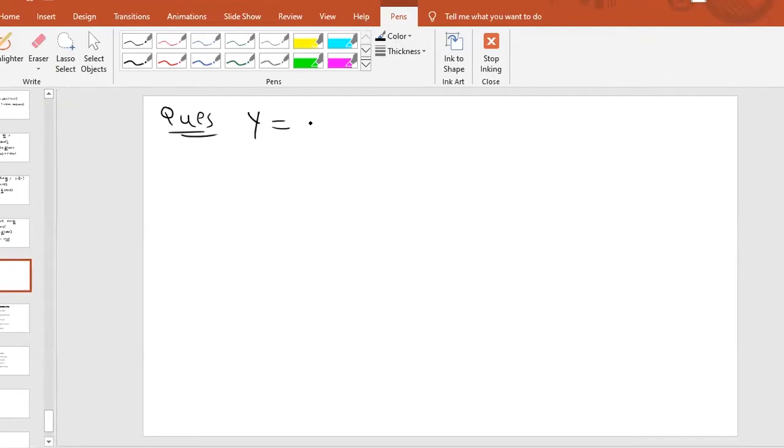If y is equal to a sine omega t, find d square y by dt square. I'll show all the slides. First of all we do this problem, then we show all the slides.